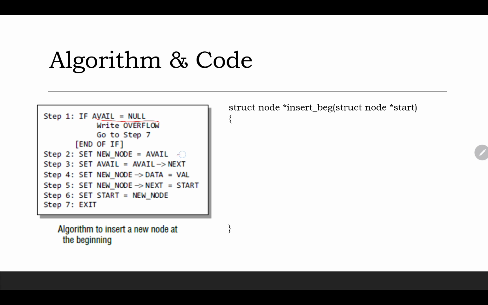It will go to the second step and we are checking new node is equal to avail. Then avail is equal to avail tends to next. Then we are assigning the value for the new node, then we are assigning the address for this new node, then we are changing the start node. So this is just for comparison. I have added the code here also, so it will be easy for studying the code as well as the algorithm.